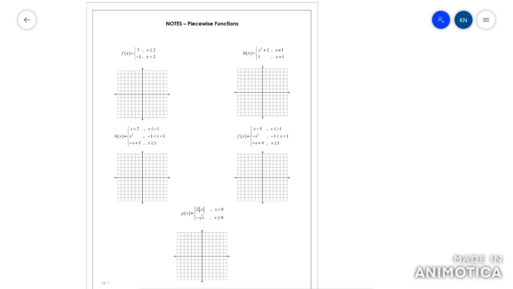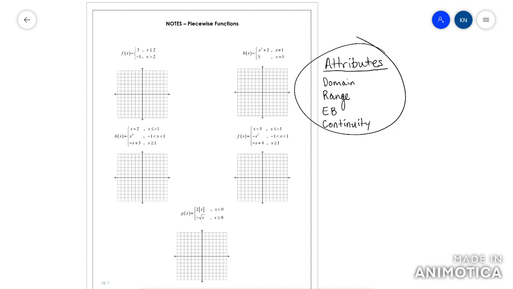This video is going to go over how to graph piecewise functions and then answer some attributes about them. So before we get started, just know that you might have to know some attributes of these. And those attributes are usually like domain, range, end behavior, and then continuity. So if you don't know how to do those already, maybe go watch a video on this stuff before we get too far ahead here.